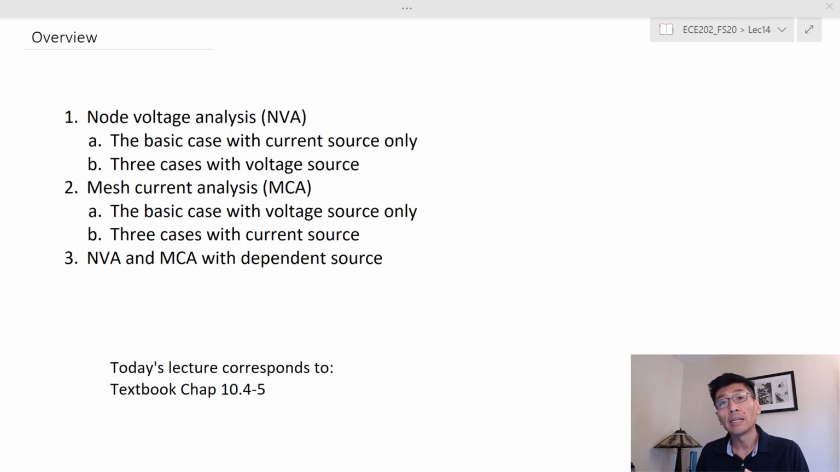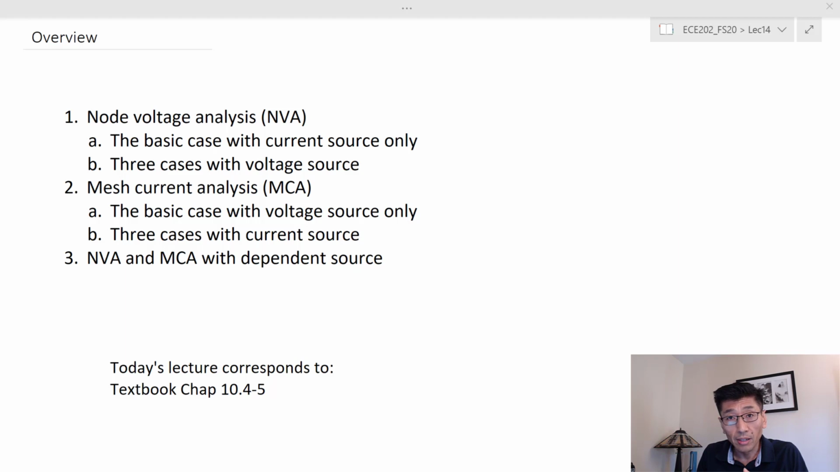I will start with the basic case that has the current source only, or current sources only. And then we're going to look at this in the second video clip. We're going to look at the cases that contain the voltage source for the node voltage analysis. And for the mesh current analysis, there will be 2 video clips. The first one would be the base case that has the voltage source only, or voltage sources only. There will be 3 different cases for how we deal with the current source for the mesh current analysis.